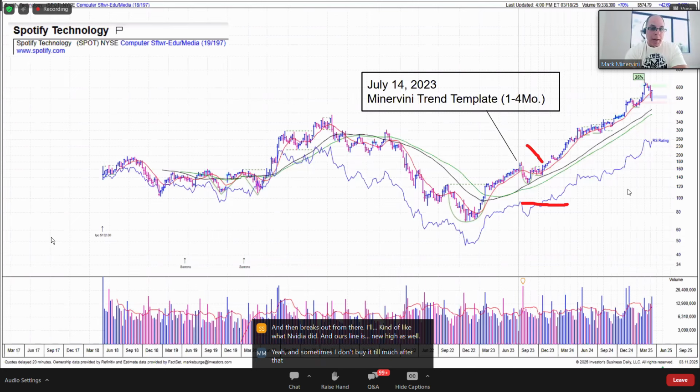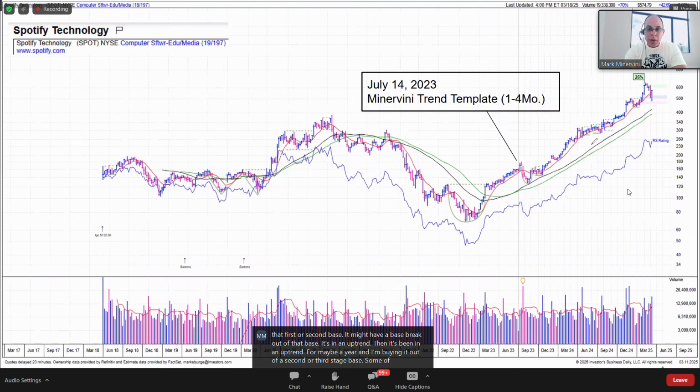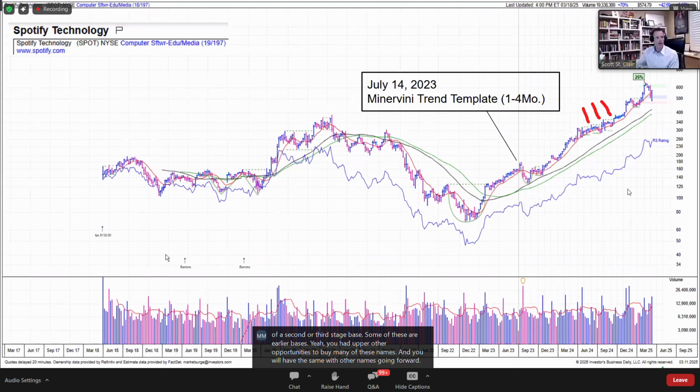Yeah, and sometimes I don't buy it till much after that. It might have a first or second base, break out of that base. It's in an uptrend, and then it's been in an uptrend for maybe a year, and I'm buying it out of a second or third stage base. Some of these are earlier bases. You had other opportunities to buy many of these names, and you will have the same with other names going forward.